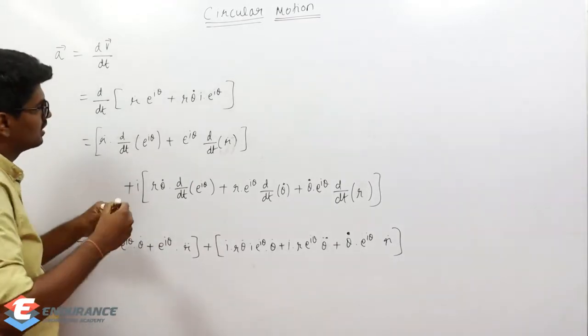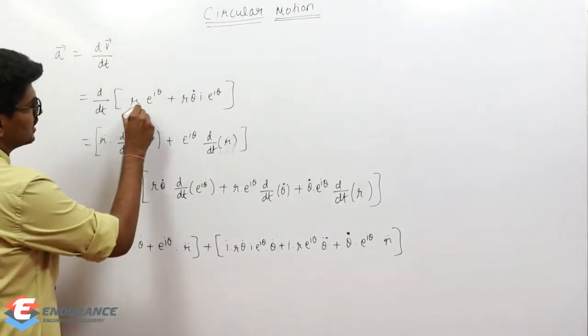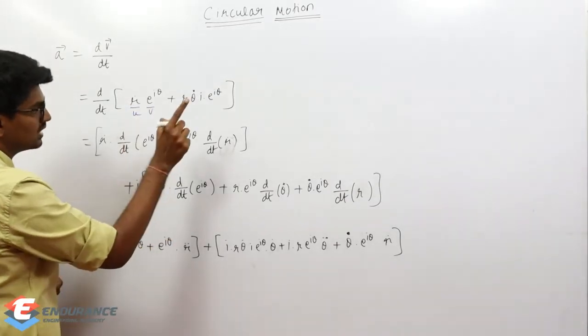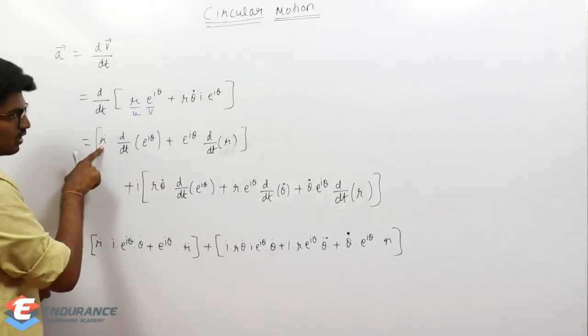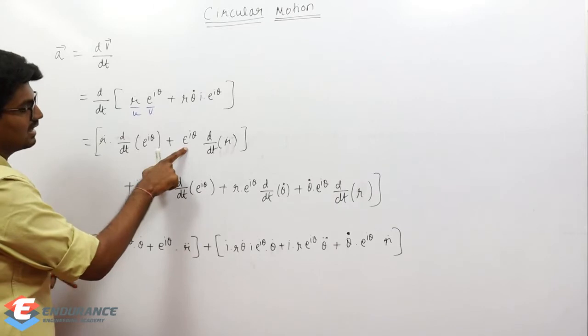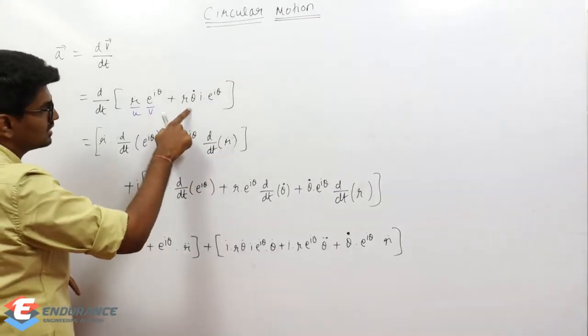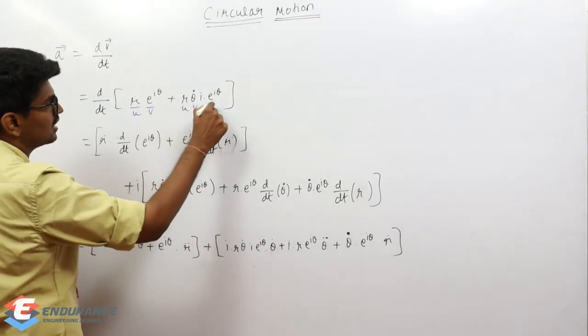Now, coming to the next step, differentiation. How do I need to do it? Listen carefully, it's a bit mathematical. This is u, this is v, the uv method. So by keeping r dot constant, I am differentiating e power i theta. Next step, I am keeping e power i theta constant, I am differentiating r dot. Now in this case, this is u, this is v, this is w.